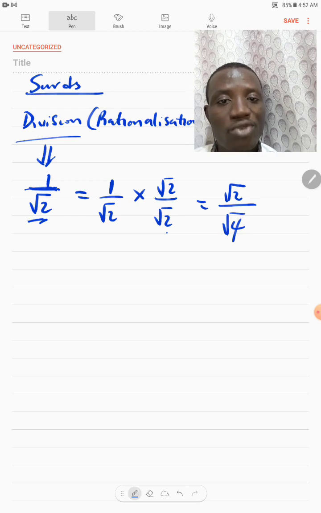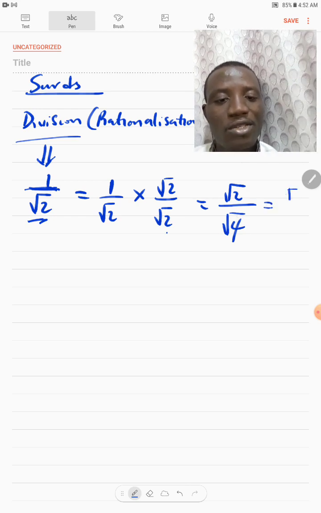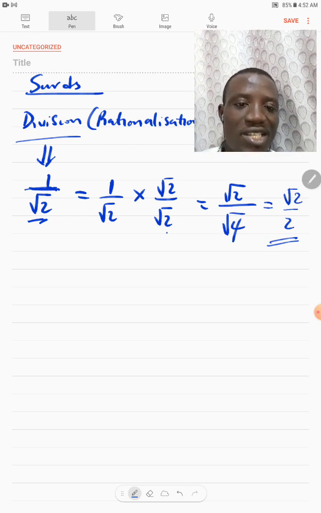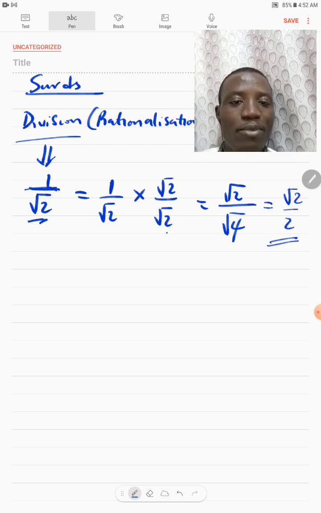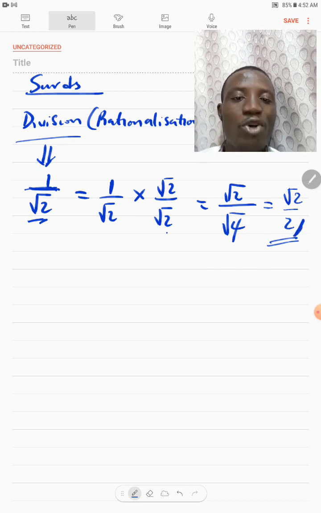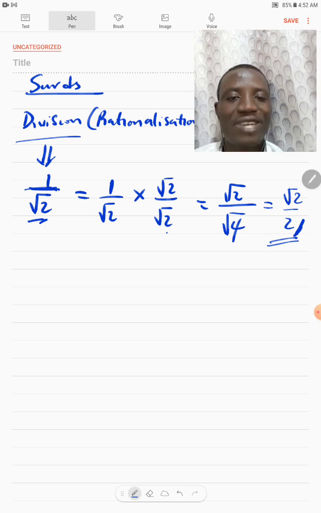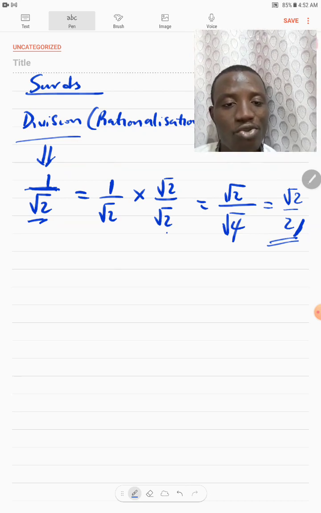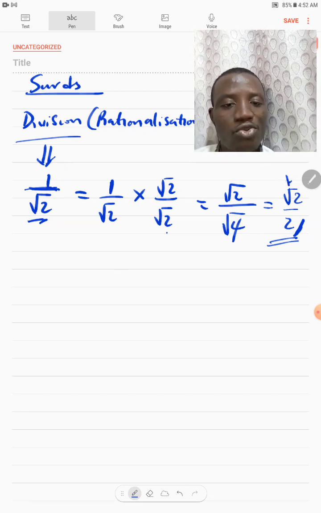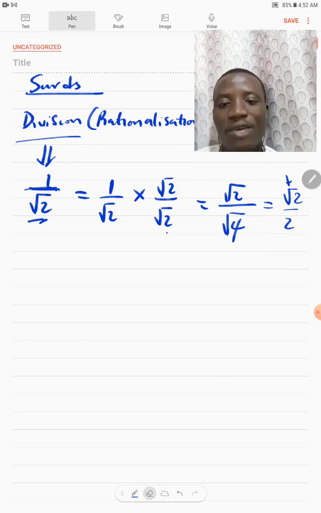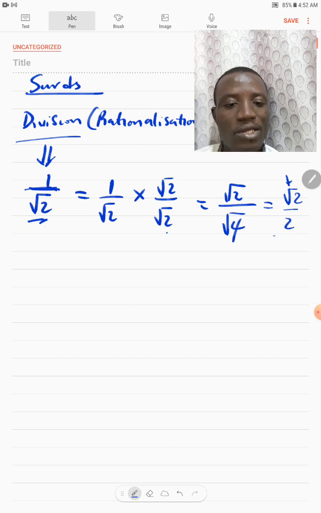We should learn how to write this directly, but let me just write it this way first. That will be root 2 over 2. So this has been rationalized. Why? Because now my denominator is no more in root form, it is now in what? A rational form. So we have rationalized it. Your numerator can be in surd form. For example, look at this, our numerator is root 2, but my denominator must not be in root form or in an irrational form. And this makes this answer correct.